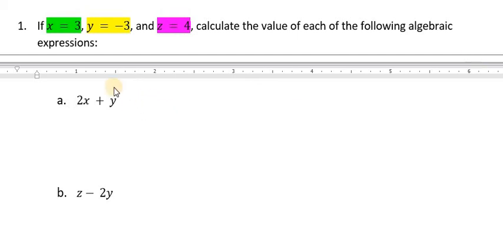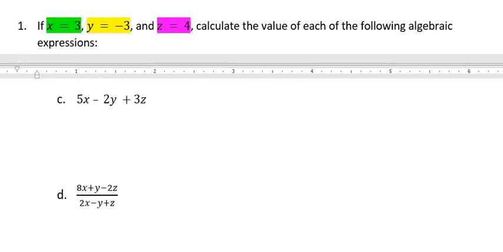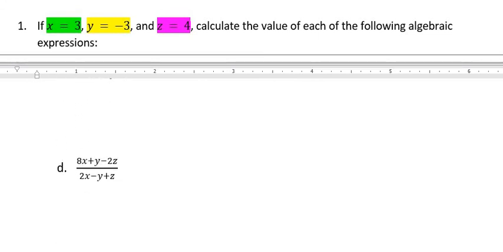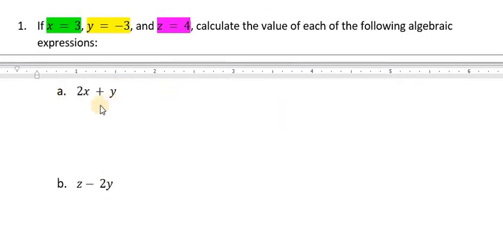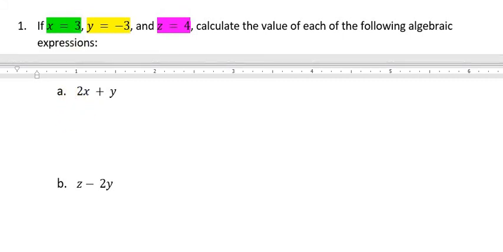In this video, we're given values for x, y, and z, and we're asked to evaluate each expression, a, b, c, and d. Pause the video and attempt each question, and then compare your solution with my solution.